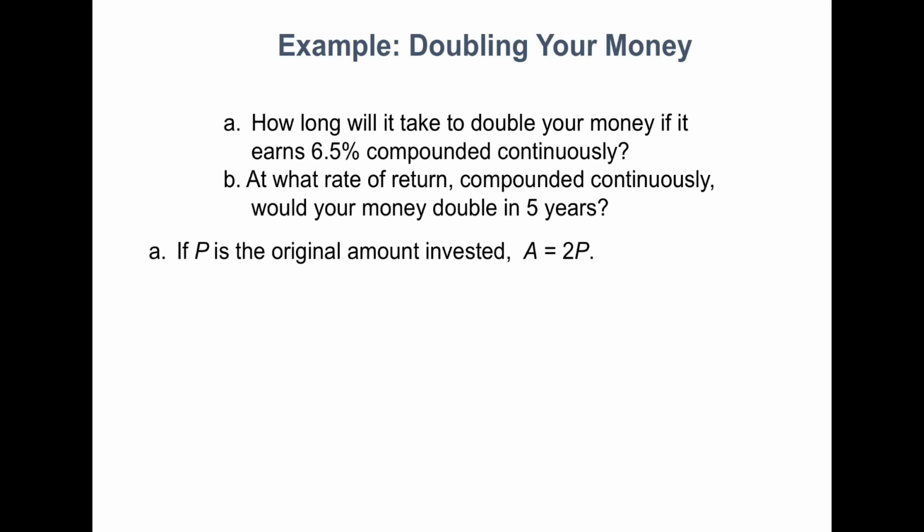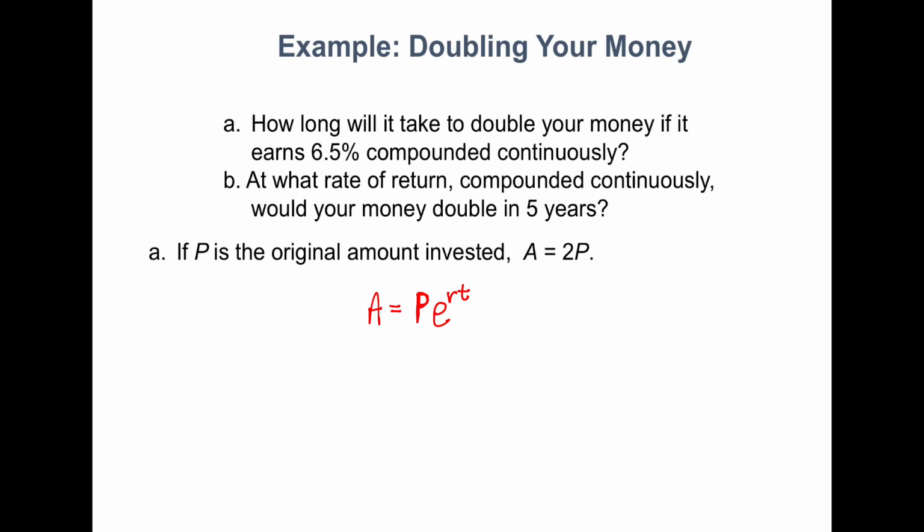Okay, so let's work a couple of application problems here. We're going to see how long it would take me to double my money if we were earning 6.5% compounded continuously. That continuous compounding of money is an e formula. Specifically, the amount in the account is equal to my principal multiplied by e raised to the rate multiplied by the time in years.